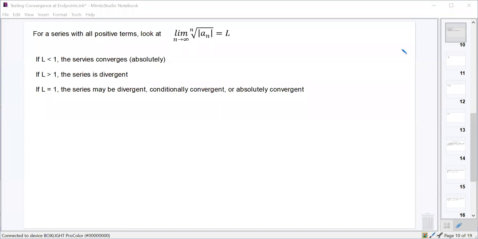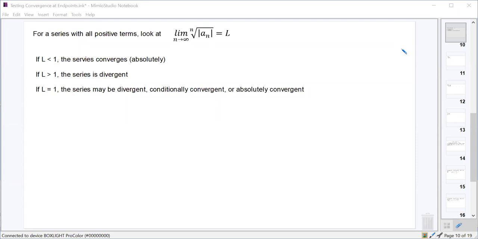we can look for the limit as n approaches infinity of the nth root of the nth term of that series and find its value. Find that limit, find what L equals. And if that limit is less than 1, the series converges, absolutely, because it's all positive terms. If that limit is greater than 1, the series is divergent. And if that limit is 1, then once again, it's inconclusive.